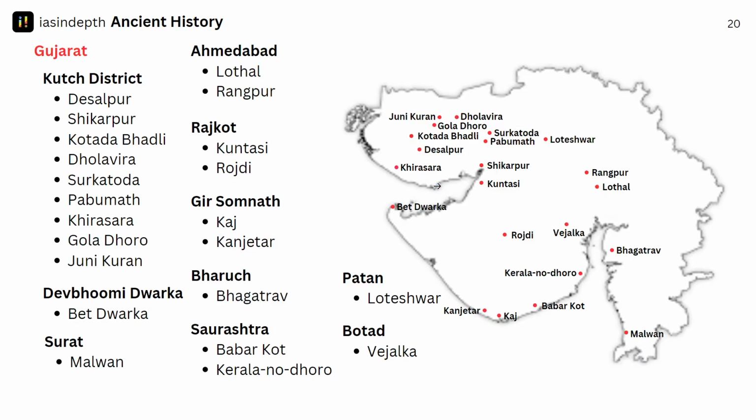Now, if you are talking about Gujarat, the largest number of sites is located in the Indian state of Gujarat. In Gujarat, in Kutch district, you will be able to see a number of Indus Valley sites like Desalpur, then Shikarpur, and Kotada, and then Dholavira. This is a very important site, Dholavira, and Surkotada is also a very important site. Pabumat is also a very important site. Kherasana and Goladoro, Juni Kuran.